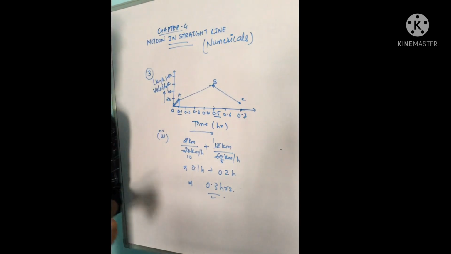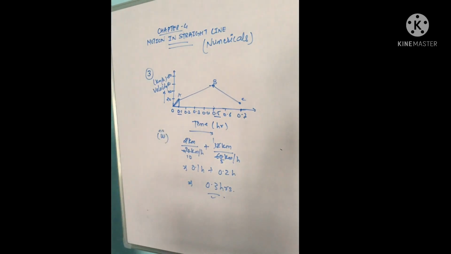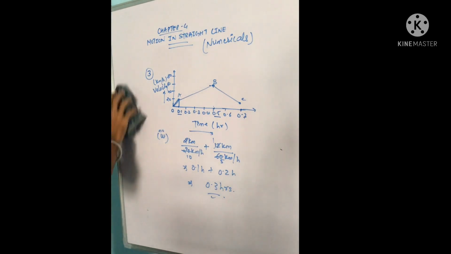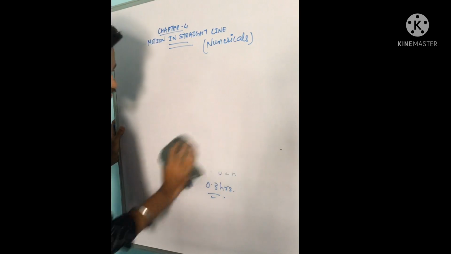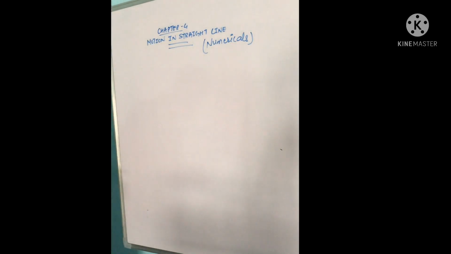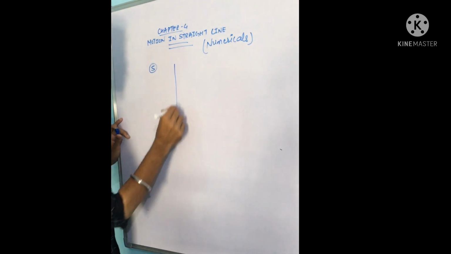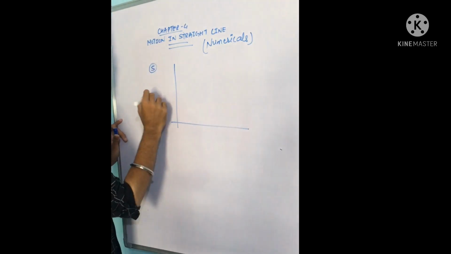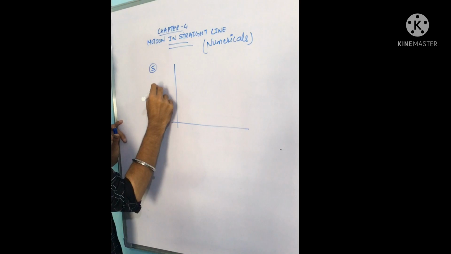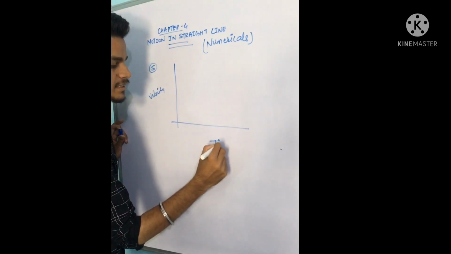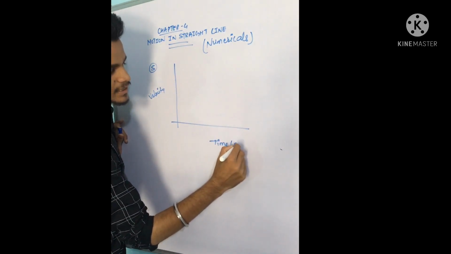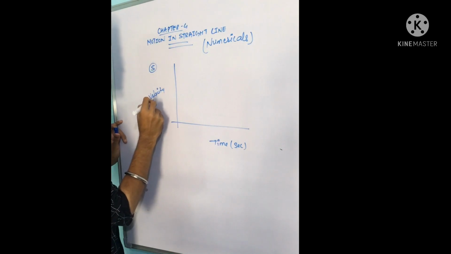Okay, now moving on to the next question, which is question number 5. What does question number 5 tell us? Please read it in your books. First of all, we will draw the graph, which is the velocity time graph. Velocity on the y-axis and time on the x-axis. Time is in seconds and velocity is in meter per second.